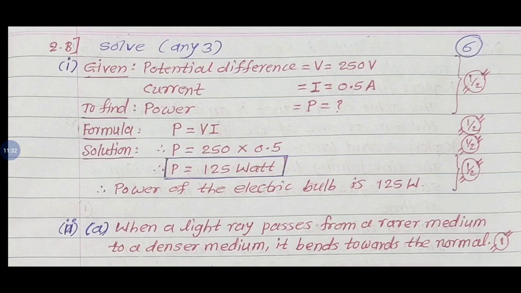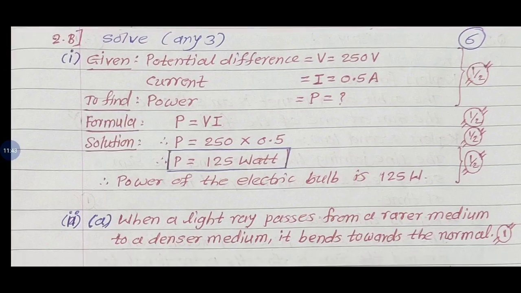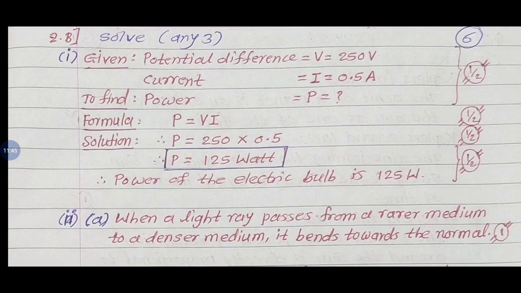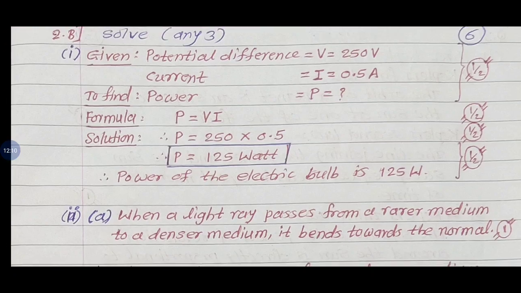Then write down the formula related to this. So power P is equal to the product of potential difference V multiplied by current I. So P equal to VI. This is the formula. If you write the correct formula, you are getting half mark. Solution. Always you write down these titles: given, to find, formula and solution. Now in solution, substitute the values at the correct places. So P is equal to V, 250, multiplied by I, 0.5. So after multiplication you are getting the answer. So substitute these values, you are getting half mark, and for our final answer with the proper unit you are getting half mark. Clear all of you?